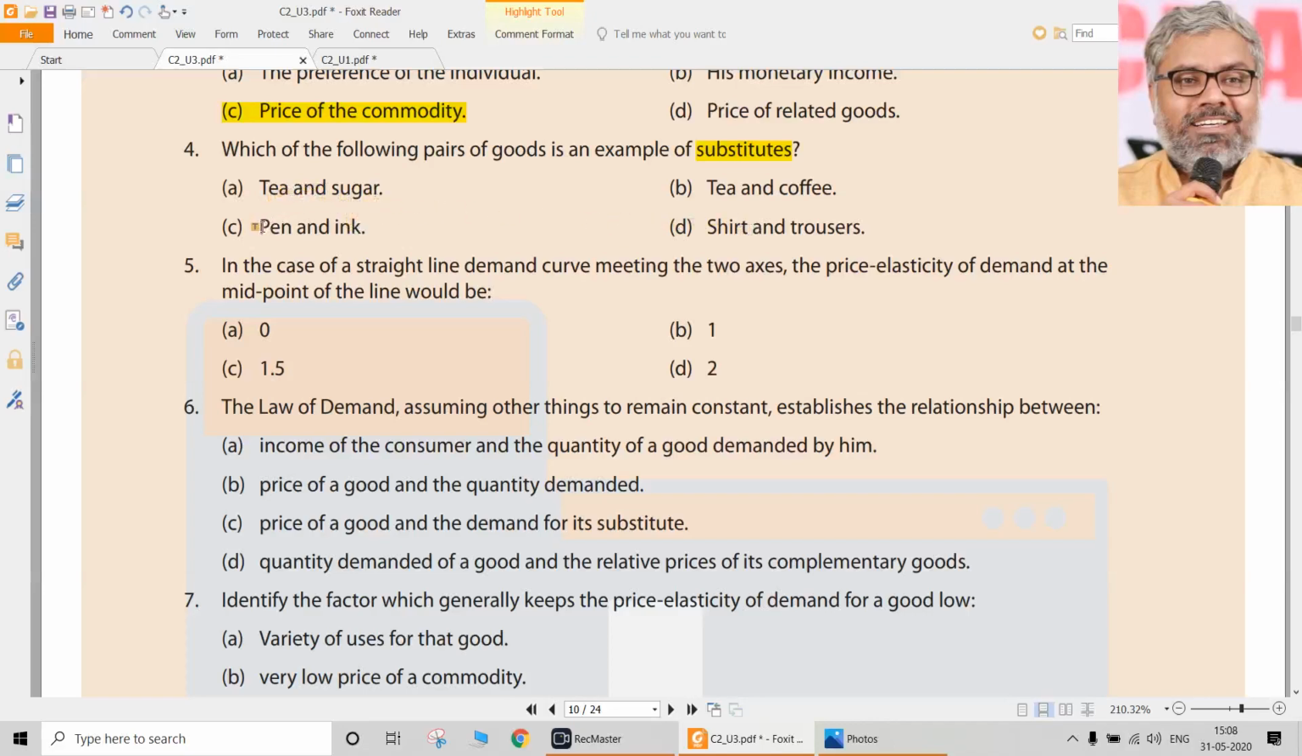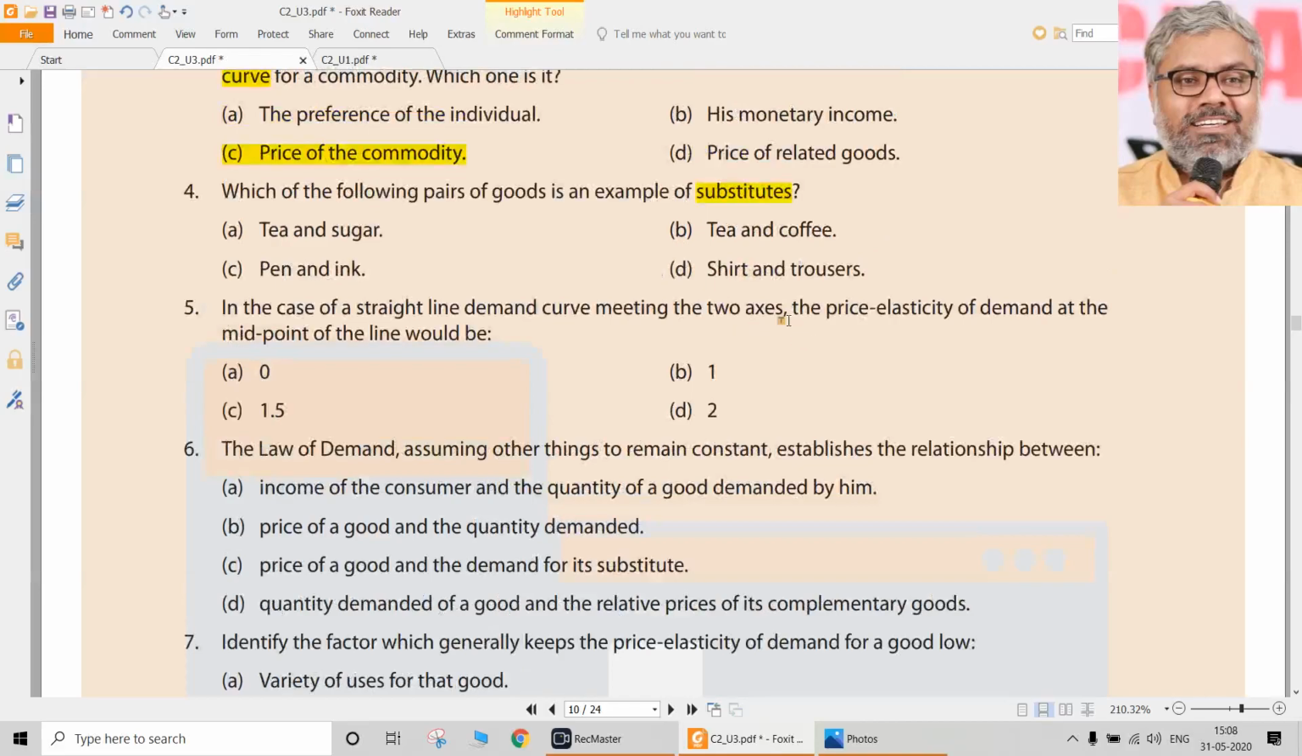In the same way, pen and ink are also not substitutes. They are complements to each other because they are also used together. Shirts and trousers cannot be used as substitutes. You cannot change the place where we wear them. So a shirt cannot be replaced with a trouser, a trouser cannot be replaced with a shirt. Means it is not possible for them to be substitutes. So naturally the only possibility is that tea and coffee can be called substitutes.